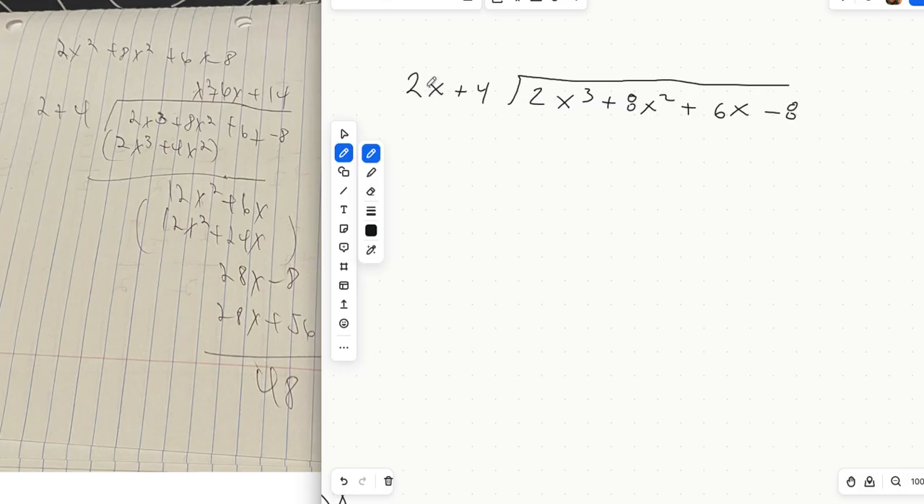So what do I multiply 2x by to make it 2x cubed? It would be x squared, just like you had. And x squared times 2x, there's 2x cubed. And then there's the 4x squared. And then those cancel, and 8 minus 4 would have been a 4x squared.